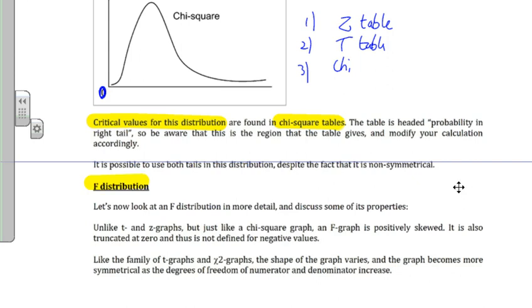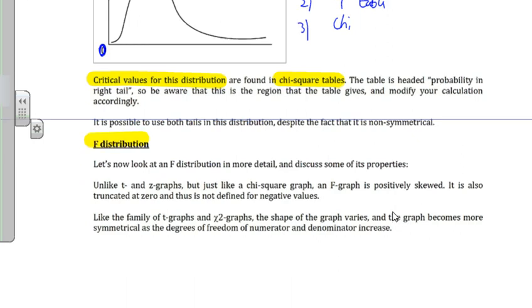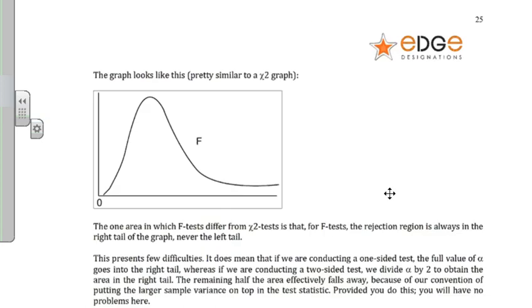We move on to the F distribution. We're not going to spend too much time on the F distribution. Unlike the t and the Z graphs, similar to a chi-square graph, the F is also positively skewed, truncated at 0. In other words, it doesn't become negative. Like the family of t graphs and chi-square, the shape of the graph will change and become more and more symmetrical as we increase the sample size or the degrees of freedom. You can see the graph looks very much like a chi-square graph, doesn't it?